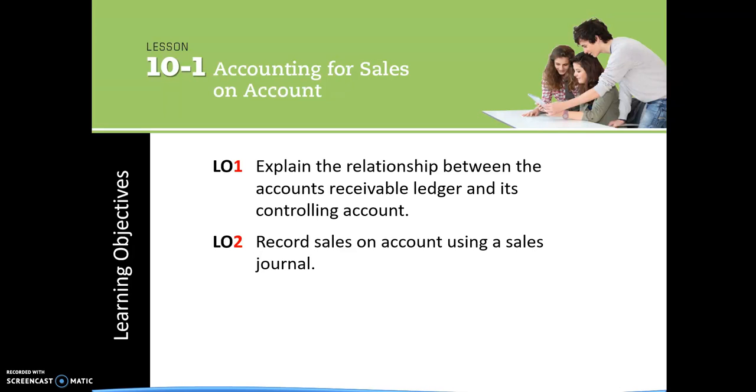In Chapter 9, we did accounting for purchases and cash payments. In Chapter 10, we're going to do accounting for sales and cash receipts. In Lesson 10.1, we're going to do accounting for sales on account. Explain the relationship between the accounts receivable ledger and its controlling account, and record sales on account using a sales journal.